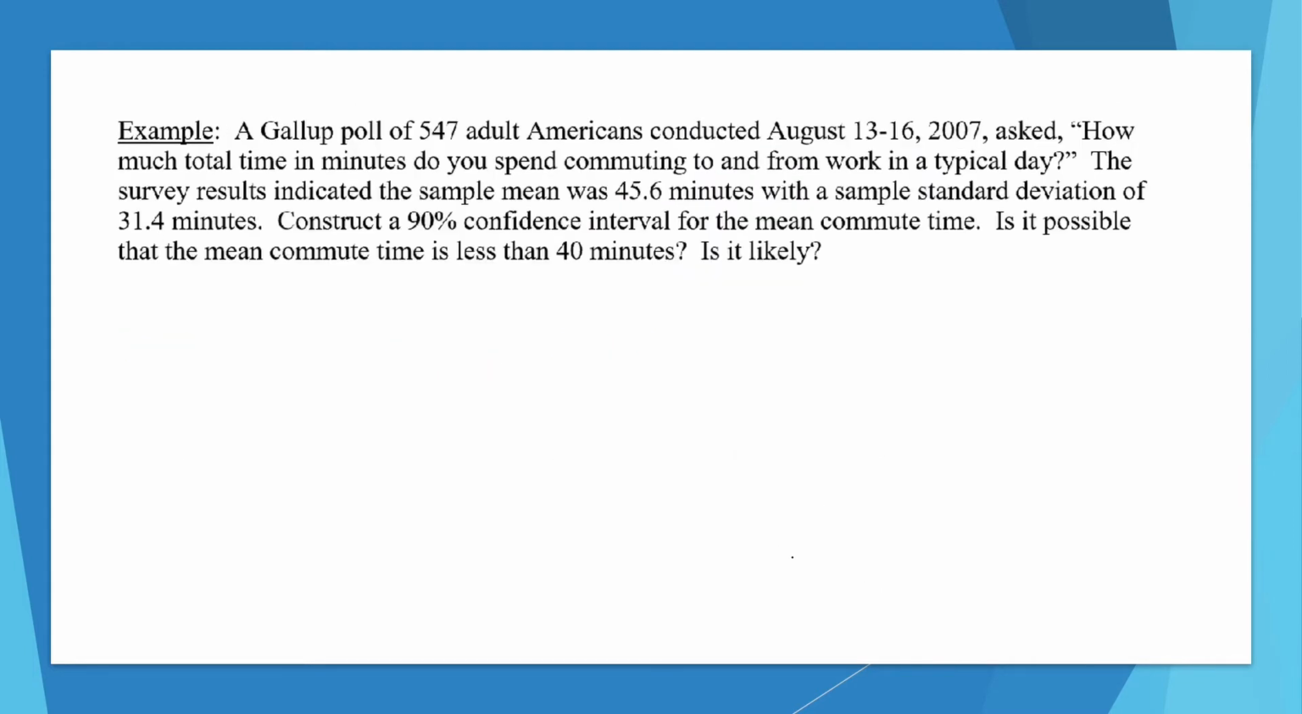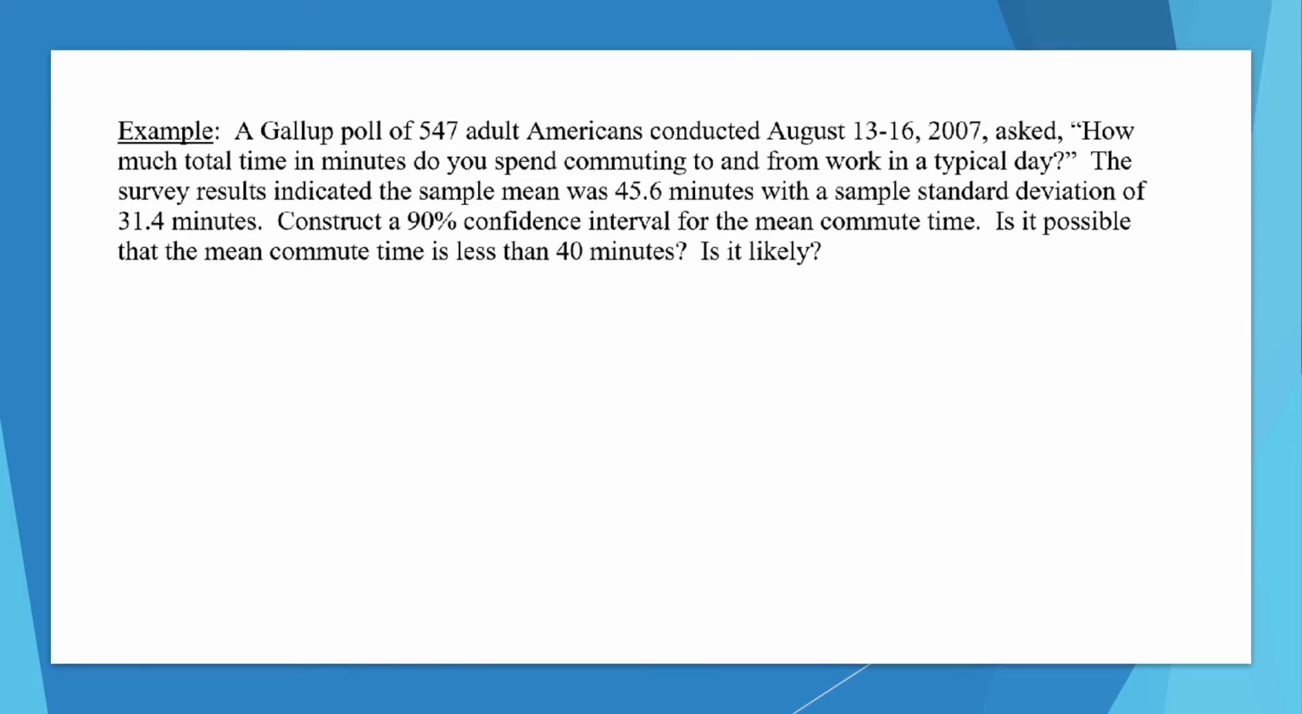In this example, a Gallup poll of 547 adult Americans conducted August 13 through 16, 2017 asked, how much total time in minutes do you spend commuting to and from work in a typical day? The survey results indicated the sample mean was 45.6 minutes with a sample standard deviation of 31.4 minutes. Let's construct a 90% confidence interval for the mean commute time. Is it possible that the mean commute time is less than 40 minutes? Is it likely?